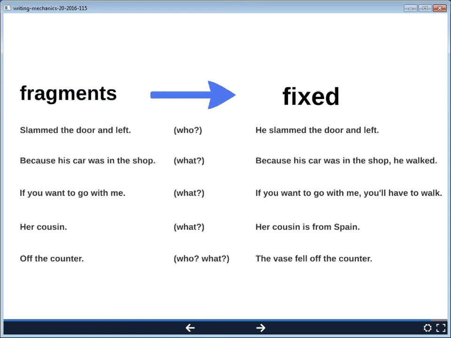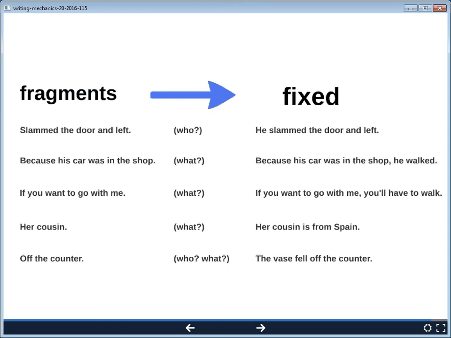So a sentence fragment: "Slammed the door and left." We say this out loud to ourselves. We're left with one obvious question: who slammed the door and left? So we fix this by adding, in this case, a pronoun. "He slammed the door and left." We could fix it in any number of ways.